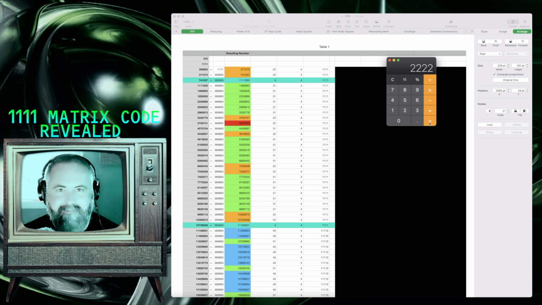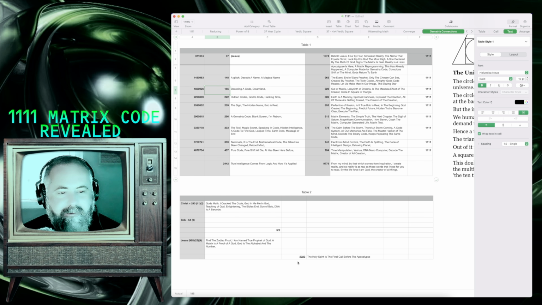What are the chances of that? Again. And what are the chances that we would get that number from these numbers? The two palindromes from the split that I was talking about just a moment ago. And the phrase, the Holy Spirit is the final call before the apocalypse. It's crazy, folks. I'm telling you. All right. So let's go on to Bob.